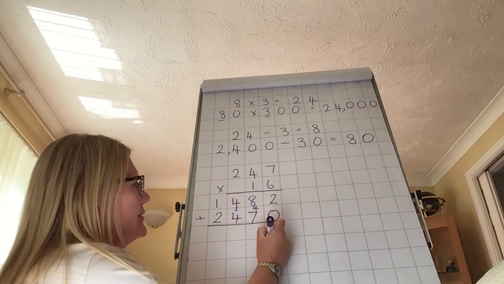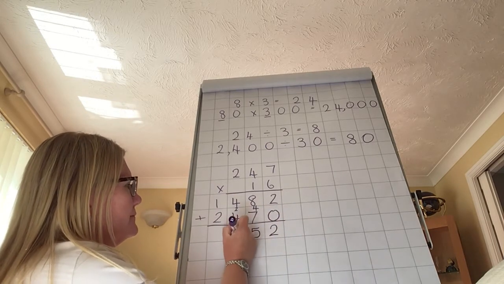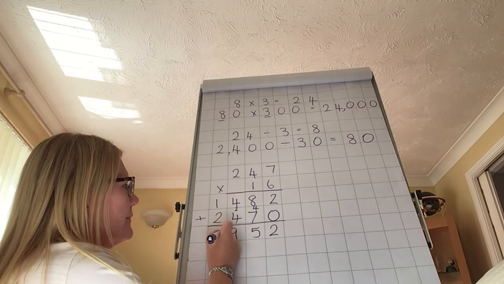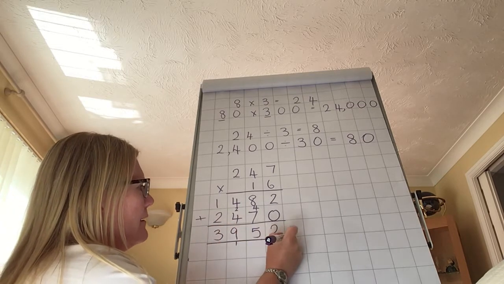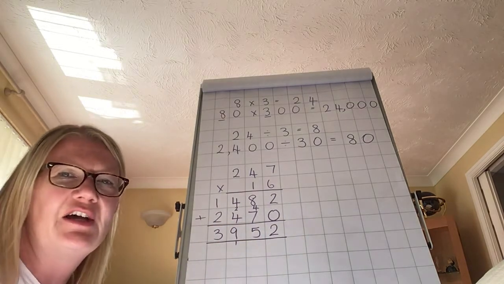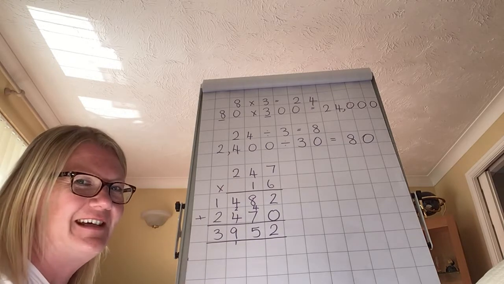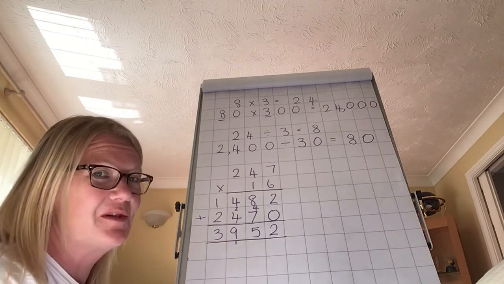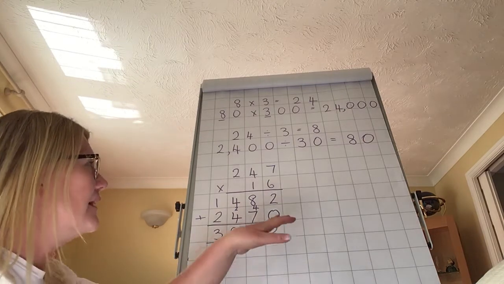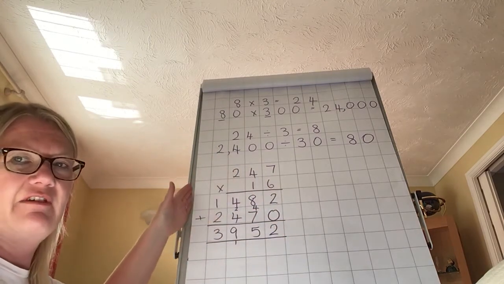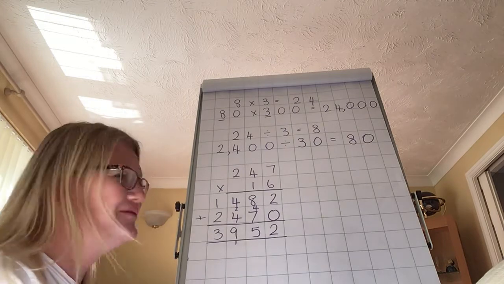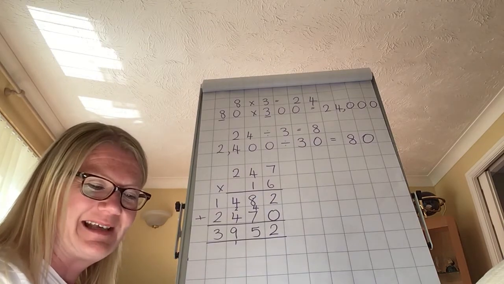Let's add them up. 2, 3,952, if I've got it right. Okay, bonus points if anyone spots a mistake. If it was 4 digits, you would just carry on. So you can all do that. You're going to have some practice at that.